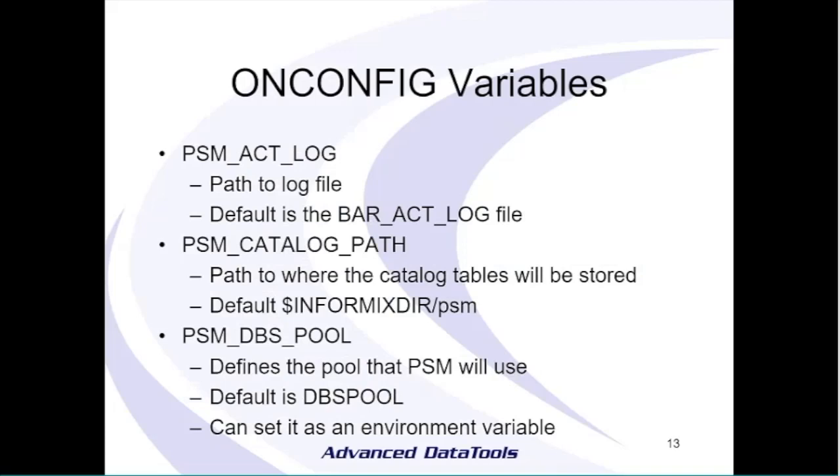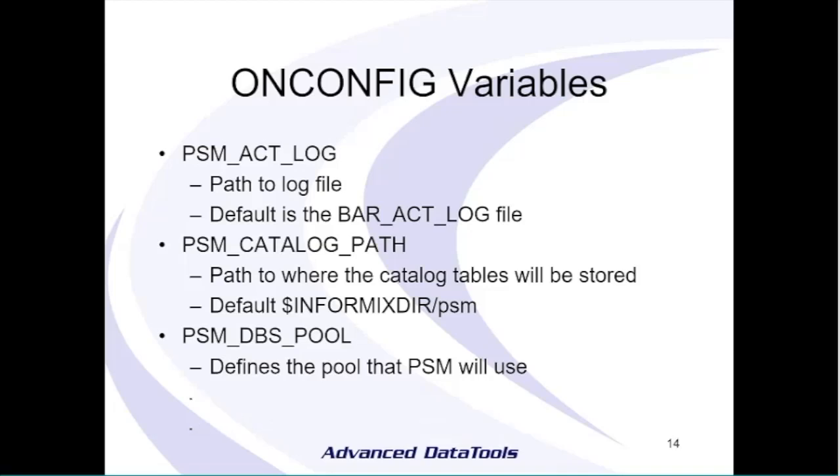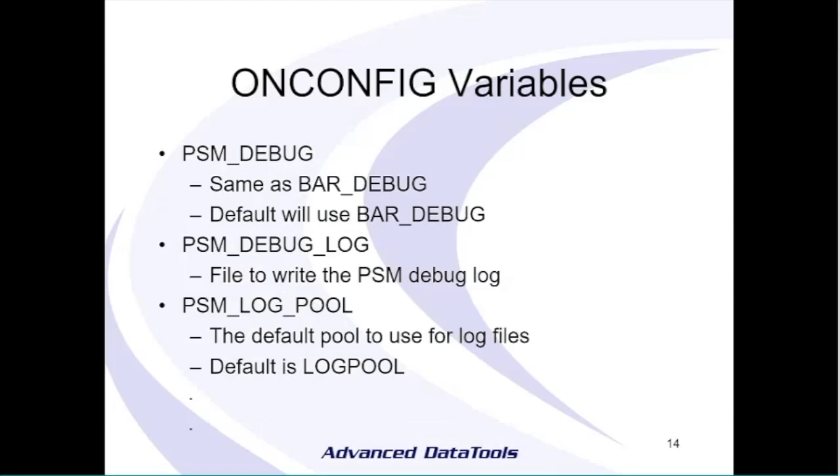So if you want to do it on a command line, you're in a testing environment, and you want to have a separate pool for your test environment from your production, you can set the environment variable of PSM_DBS_POOL to another value and use that pool instead. The PSM_DEBUG is just setting your debug level for it, and the PSM_DEBUG_LOG, if you want to change the output directory for your debug information. And the log pool, just like the DBS pool here, will give you the log. You can change dynamically the log pool to use.